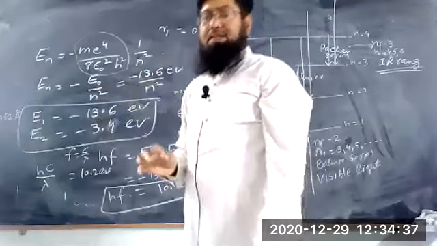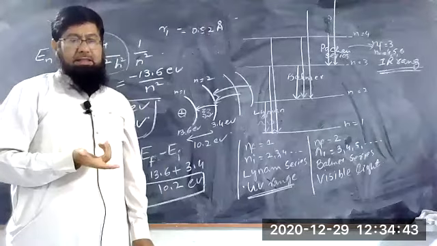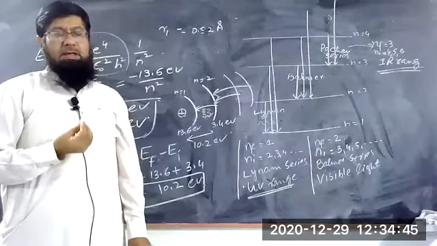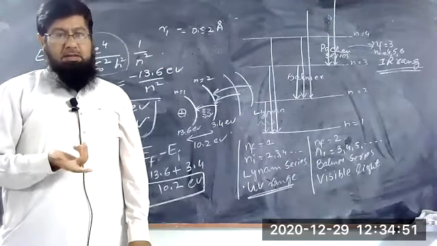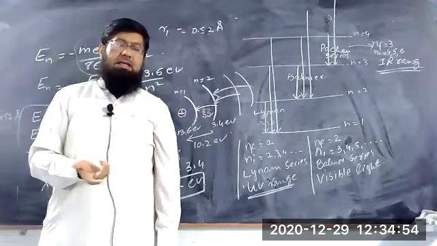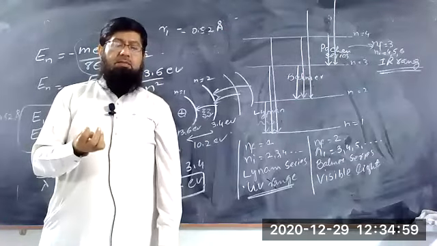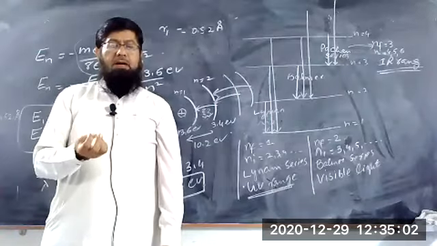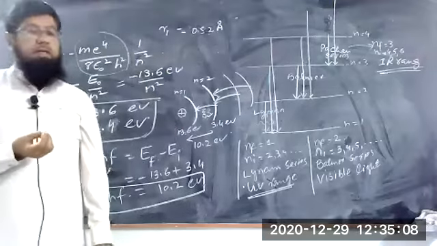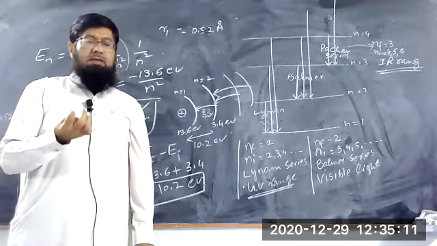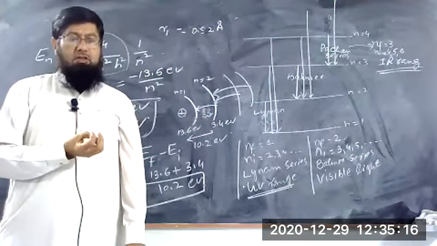But quantum mechanics says that we cannot measure the momentum and position of an electron simultaneously. Quantum mechanics is based on the wave nature of the particle and on the uncertainty principle, which says that we cannot measure the position and momentum of an electron or a particle simultaneously with 100% accuracy. If we measure the position, there will be uncertainty in the momentum. If we measure the momentum, there will be uncertainty in position.